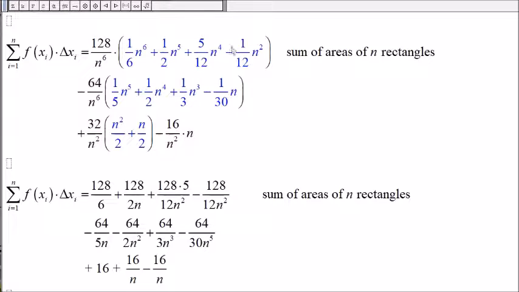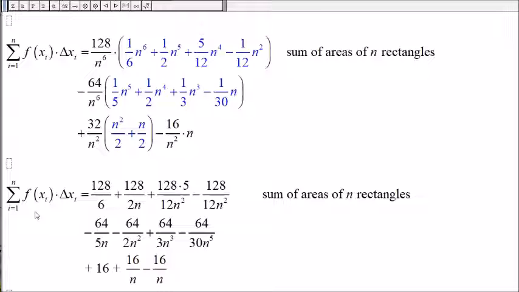And then multiply this out. This is what we get for the first line. And then multiply all of this out, then we'll get the second line. And then last, we'll get this line right here. And so this is the sum of areas of n number of rectangles.